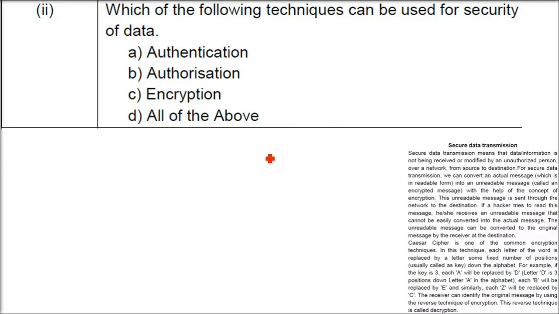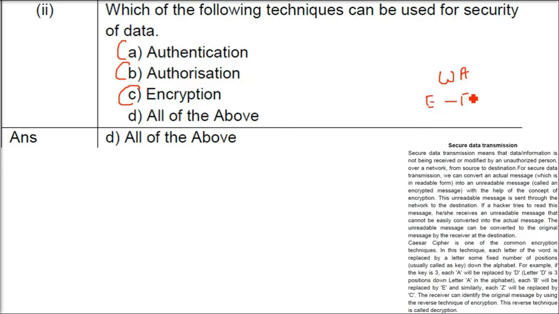Which of the following techniques can be used for security of data? Security of the data is authentication, authorization, encryption, actually all of the above. Encryption we have just seen. If you're using WhatsApp, you see there it shows the message has end-to-end encryption. That is, when the message is sent and received, in between nobody can read it.